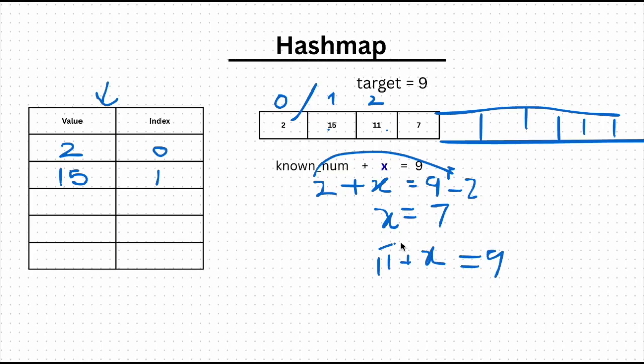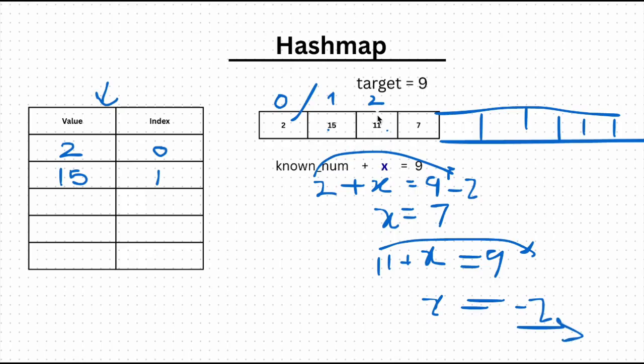We're going to move the 11 to the other side, which is going to make it negative. So then we go, well, what's 9 minus 11? That gives us negative 2, right? So x gives us negative 2. And then we go back to our hash map and we check, do we have the value negative 2 here? No, we do not. So again, we don't save the value that we calculated.